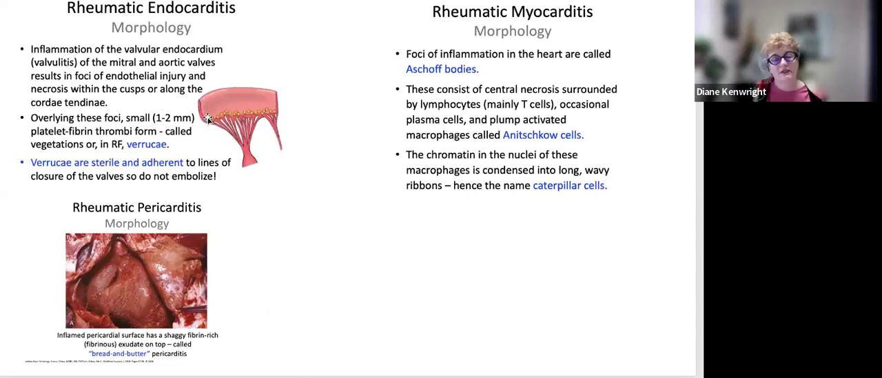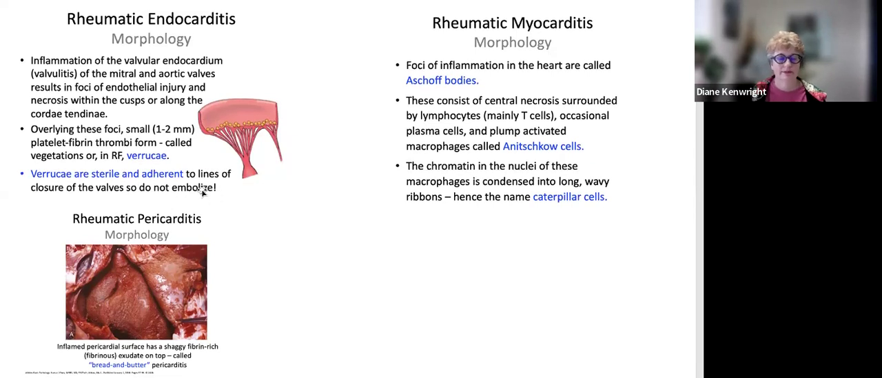Okay, so the valves get these little tiny vegetations along the edge, small, 1 to 2 millimeters, sterile. So this is where people get confused. In rheumatic fever, the vegetations are sterile. So you can get secondary infectious endocarditis in rheumatic fever, but the primary vegetations in rheumatic fever are sterile and they don't embolize.